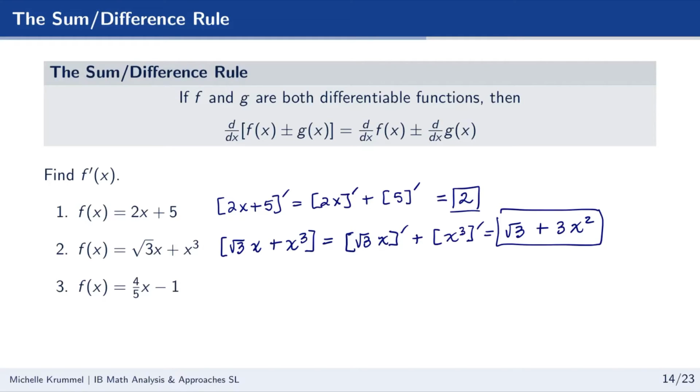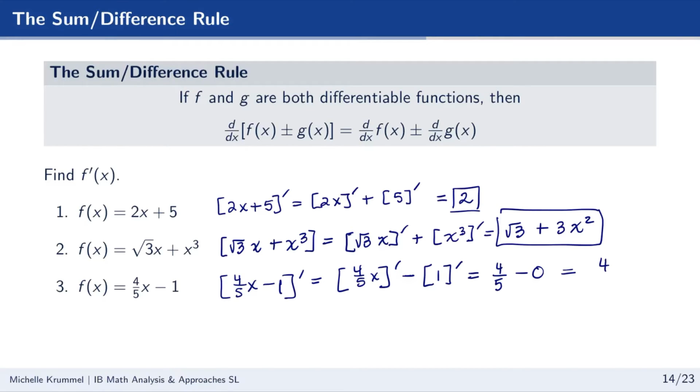And in our last example, f equals 4/5 x minus 1. So the derivative of 4/5 x minus 1 is the derivative of 4/5 x minus the derivative of 1. The derivative of 4/5 x is 4/5, using the constant multiple rule there and power rule, minus the derivative of 1. The derivative of 1 is 0. And so my final answer is just 4/5.